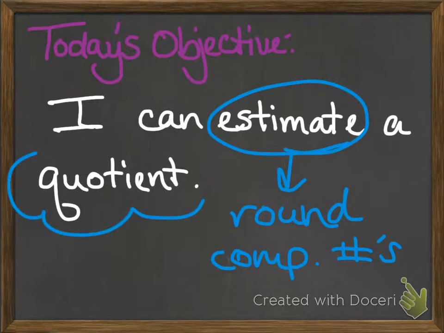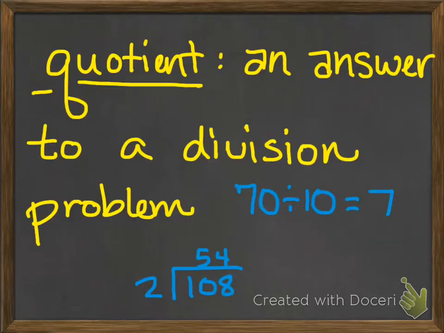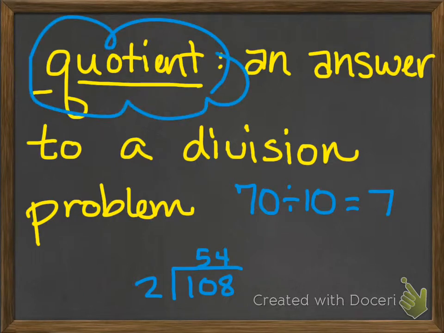Let's talk about that word quotient next. A quotient is an answer to a division problem. So we know that a product, we've heard that word before, a product is an answer to a multiplication problem. Well, answers to division problems have a special word too, and that word is quotient. So it's a word that you're going to be expected to know from now on.